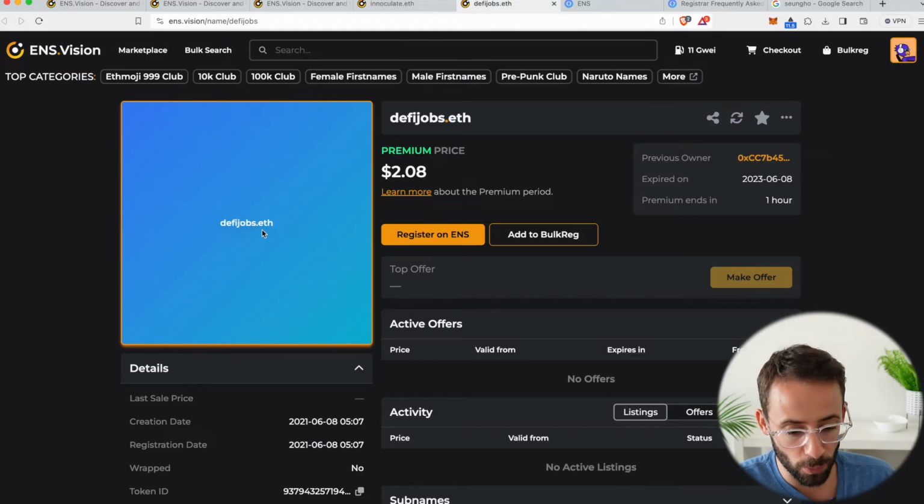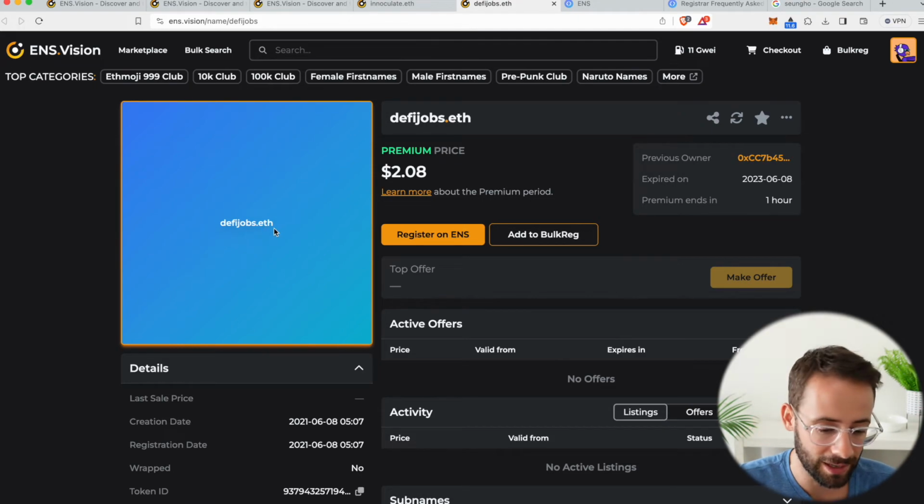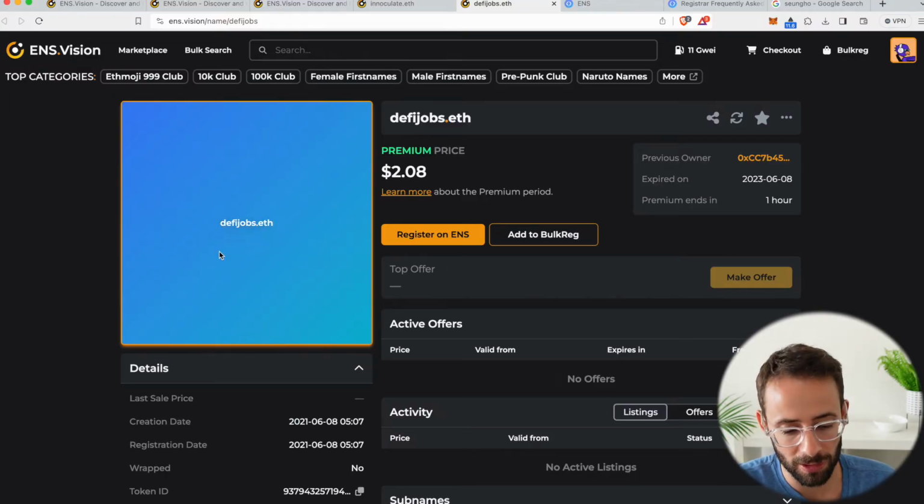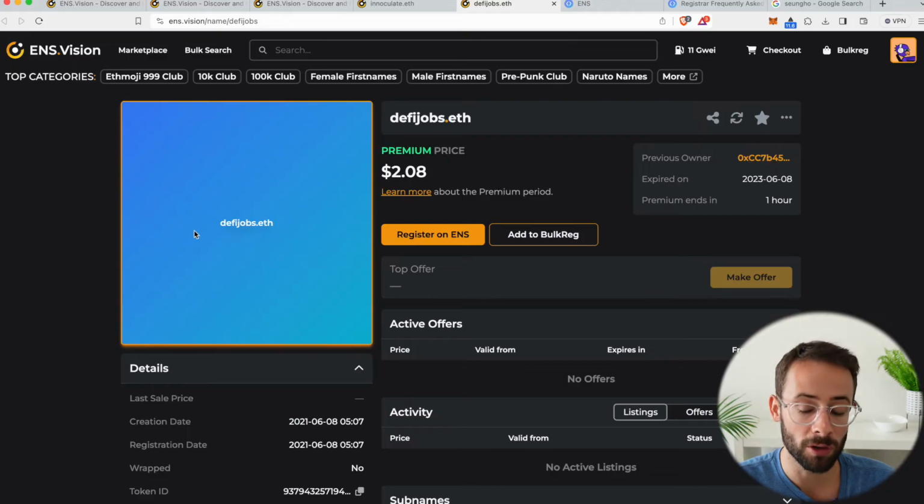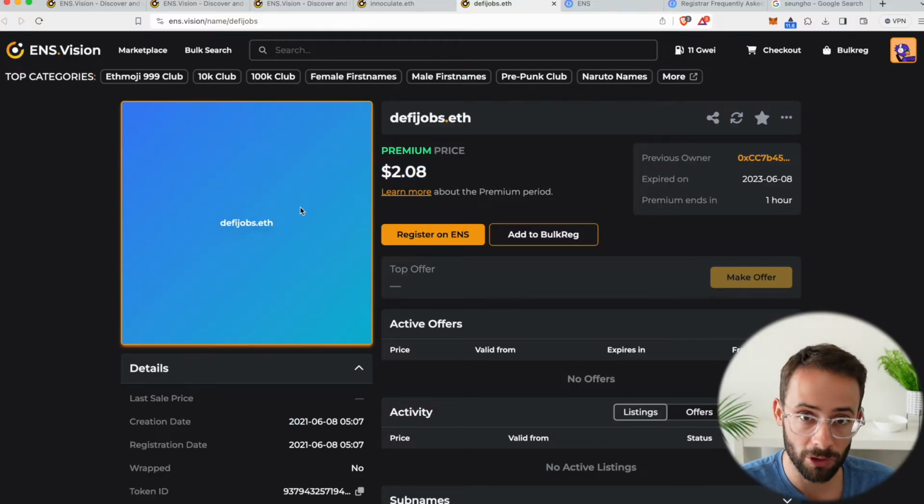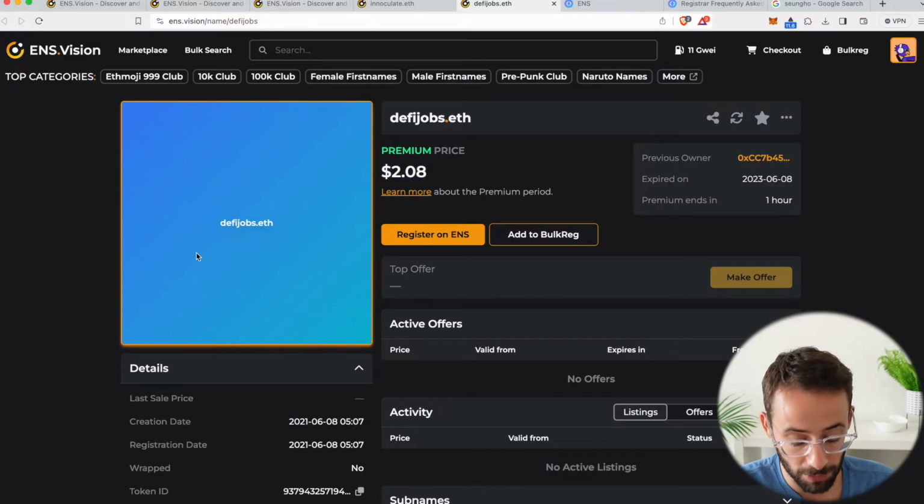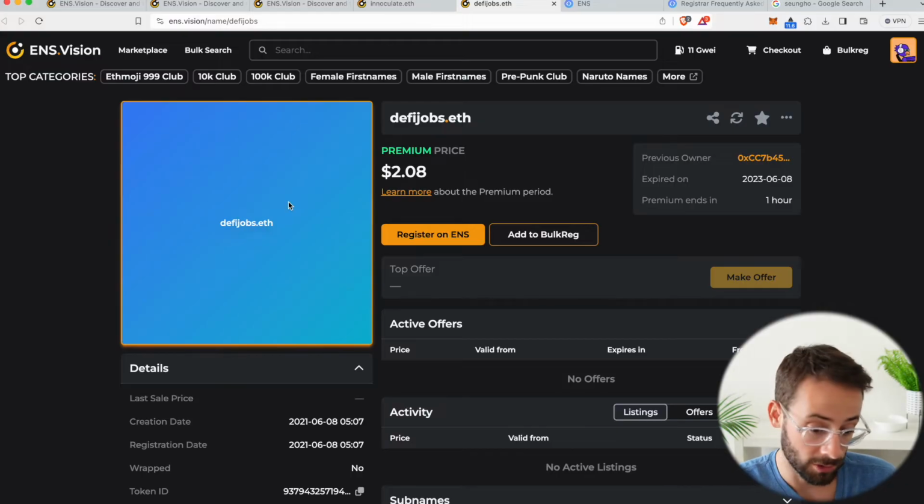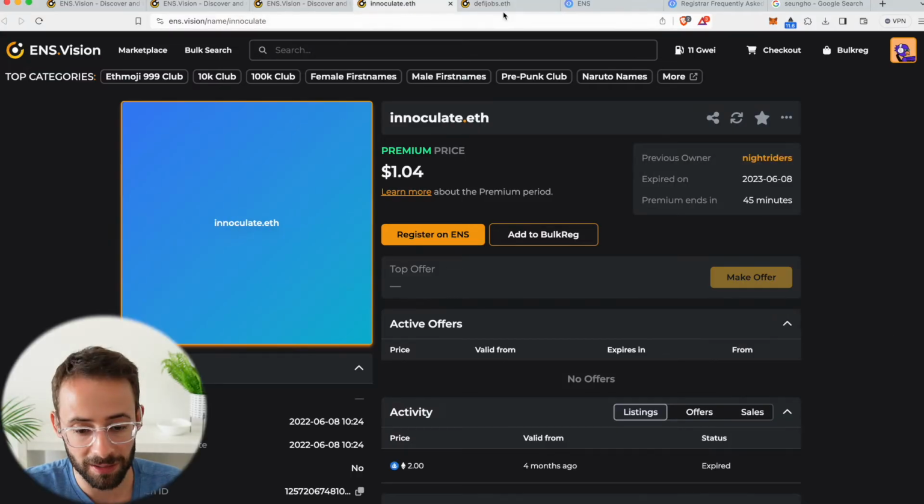I also found this one in the expiring now category, which is defijobs.eth. It's not quite as good in my opinion, so I'm not sure if the value or the liquidity would be there for this one at any point in the future. But, you know, it's got potential for sure. It had a premium price of $2 plus the $5 registration fee because it's much longer than five characters. You know, that's maybe a good pickup as well. But I'm not going to get DeFi jobs. I'm only going to get inoculate.eth today.